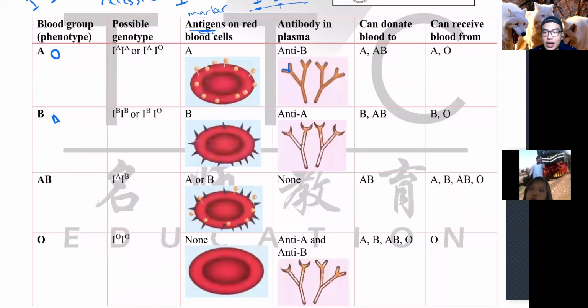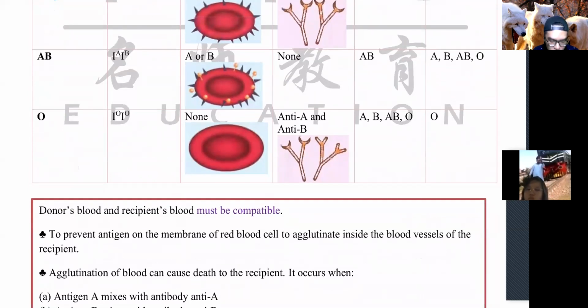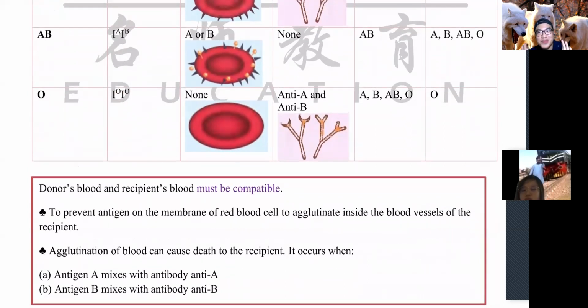Let's look at O first, you'll understand better. If you're O, you're IO. Actually, this genetic stuff you don't need to know. O is the angel. They are so nice because on their surface they have no antigens at all, which means they will not trigger anything. But inside your blood you have anti-A and anti-B, which means you are anti-round shape and anti-triangular shape.